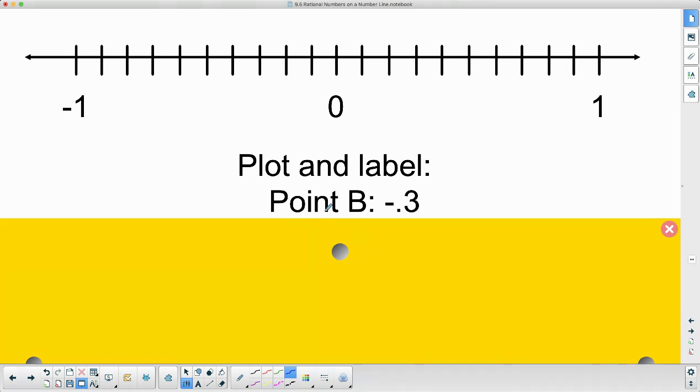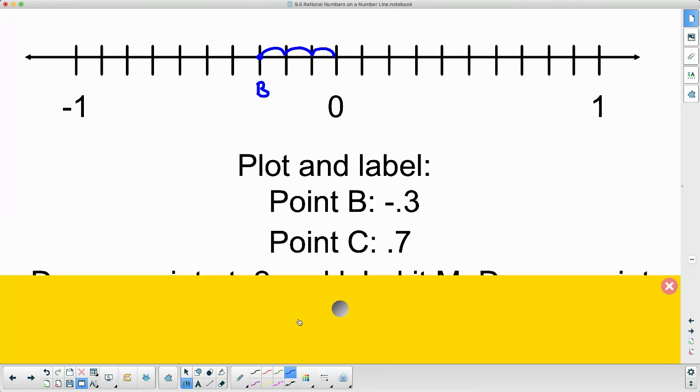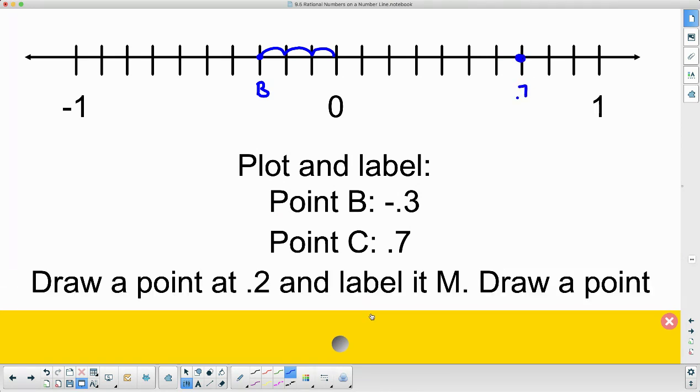Let's find where point B would be. It's -0.3. So I'm going backwards 1, 2, 3 places. So here's B. And if I do C at 0.7, 1, 2, 3, 4, 5, 6, 7. So 7/10 goes there. Now it says to draw a point at 0.2. So over 1, 2/10, and label it M.